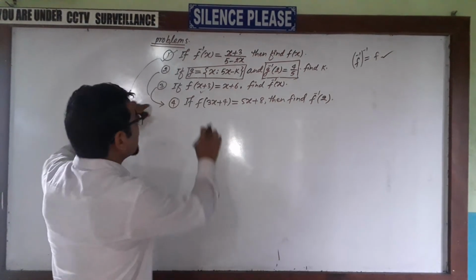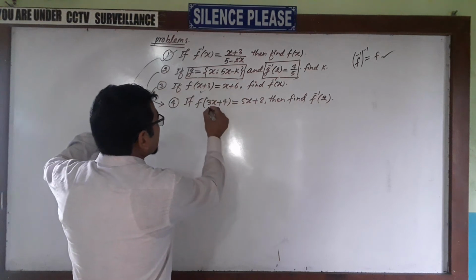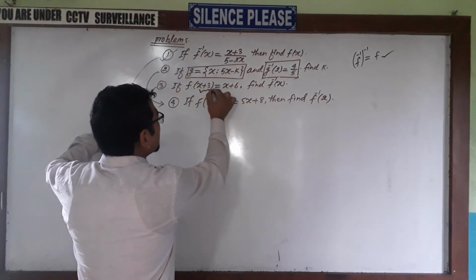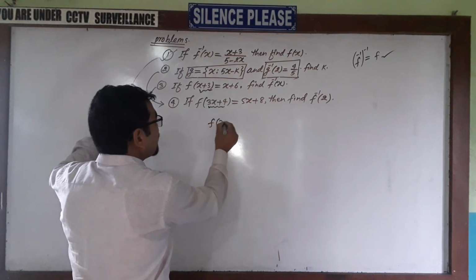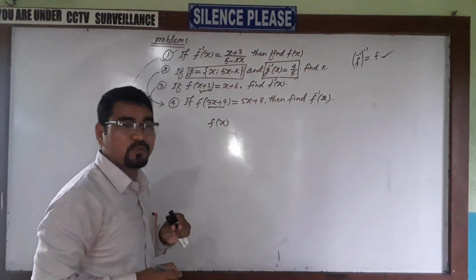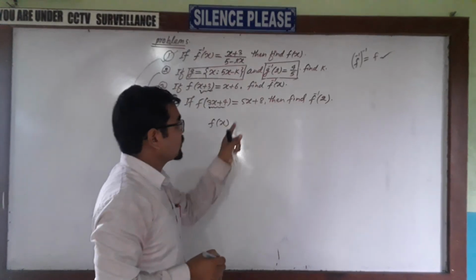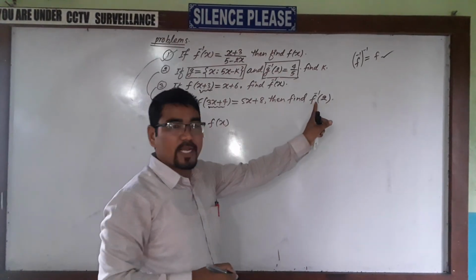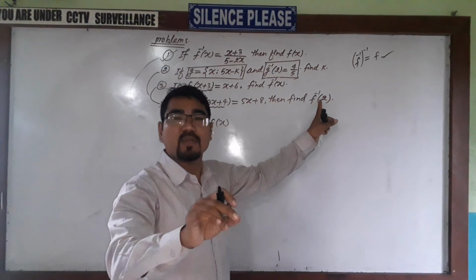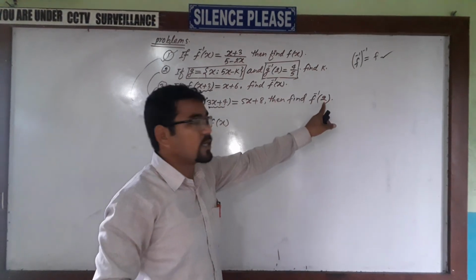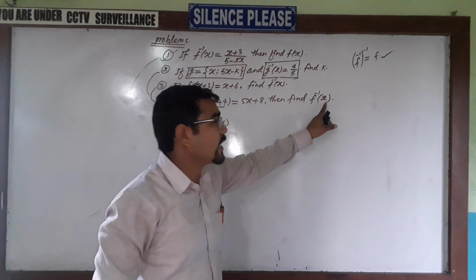Here 3x plus 4 is given, there x plus 3 was given. So first of all, this should be expressed in the form of f of x. Then only we have to find the inverse function f inverse x. Then after finding f inverse x, in place of x we can substitute 2. Then we can get the required answer.